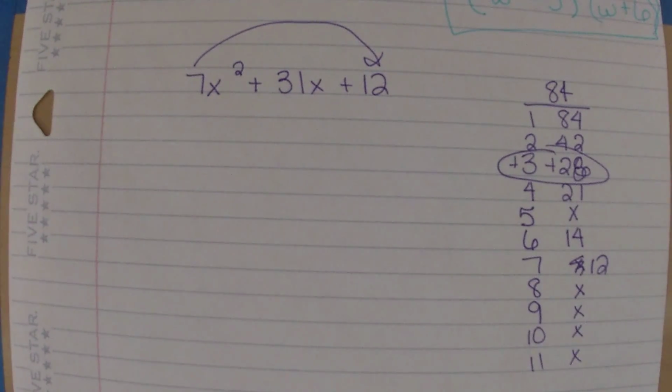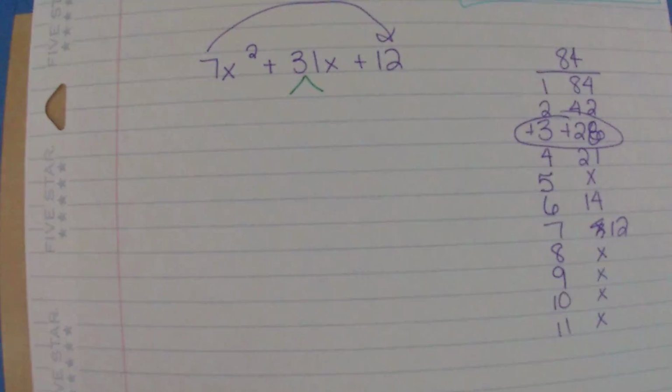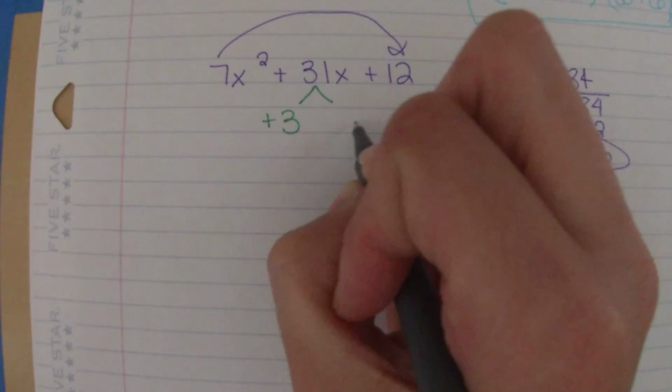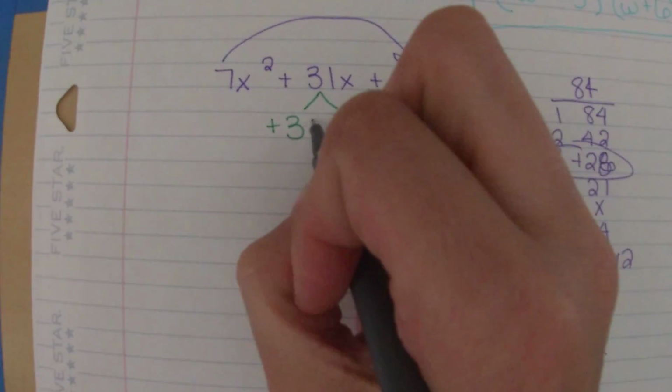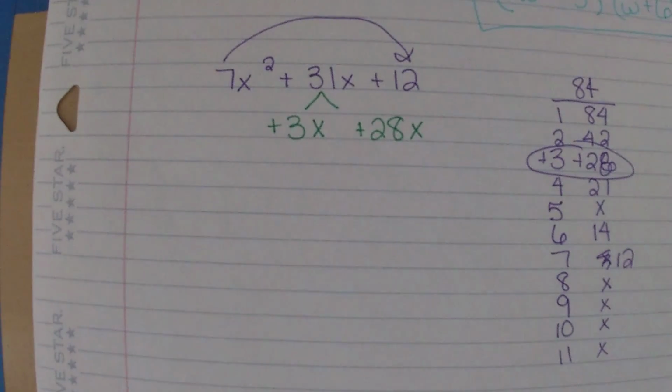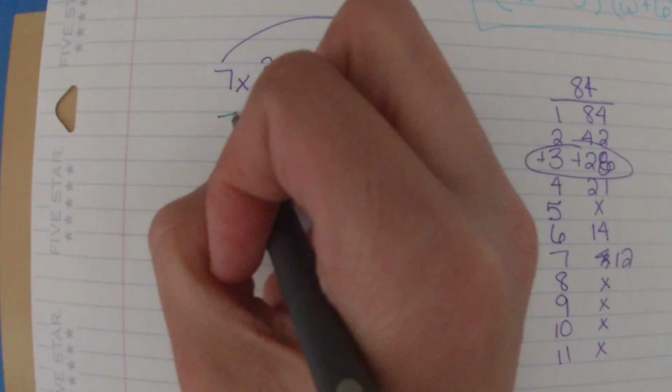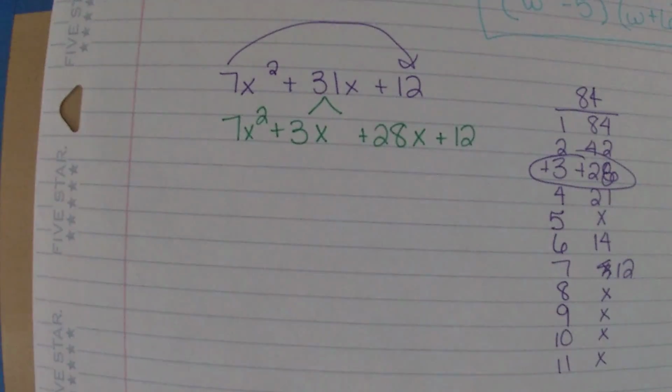Now, here's where we have to do some remembering because we cannot just put this into two binomials. When A is not 1, we have to split up this middle piece. And this middle piece becomes a positive 3 and a positive 28, where both of those get an X. Okay, this last piece stays. And the first piece comes down as well. That first and last term just come down with it. And so we've rewritten this into something that's equivalent, but that is now 4 terms.